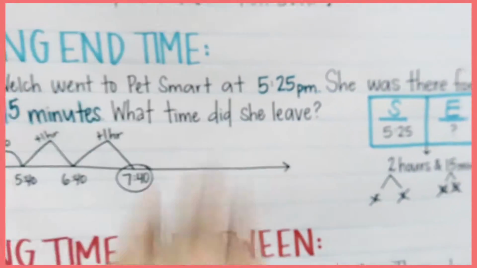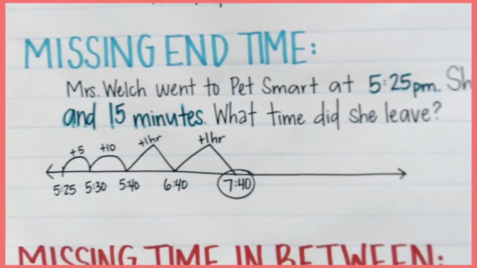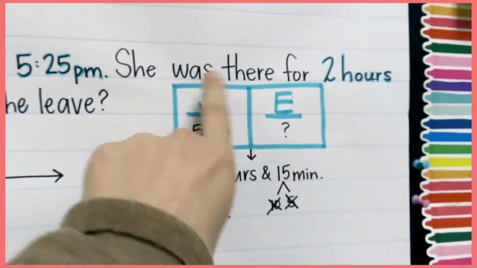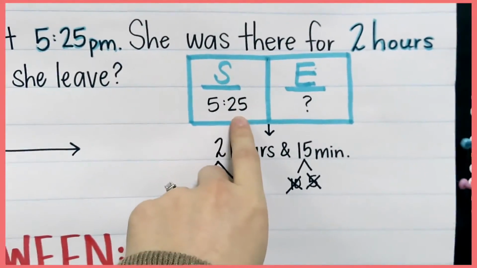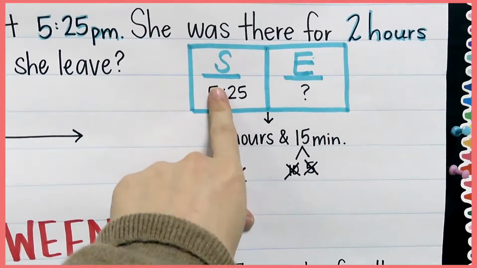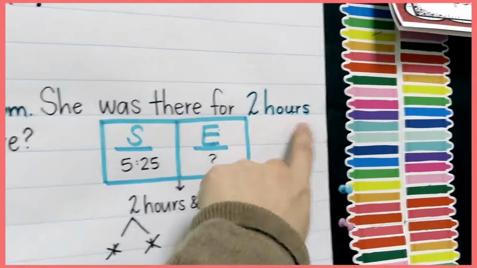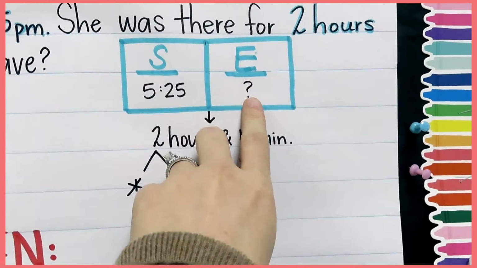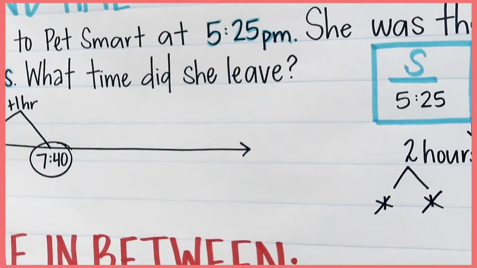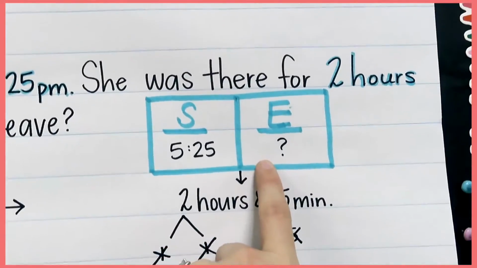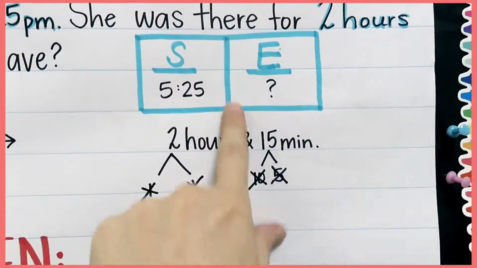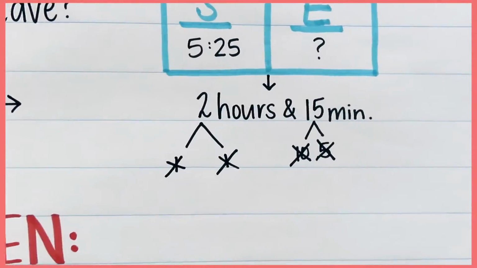Okay, so I say, all right friends, what do we know for sure about this? Well, we know for sure that she went at 5:25. So would that be our start time or our end time? That would be your start time. So that's why you would put it here. But then we know that she was there for 2 hours and 15 minutes. Is 2 hours and 15 minutes our end time? No. That's how much time she was there, because then it says, what time did she leave? All right, so then we put a question mark, and I always have my kids put an S and an E for their start and end time, and then the time that's in between is what they put here.